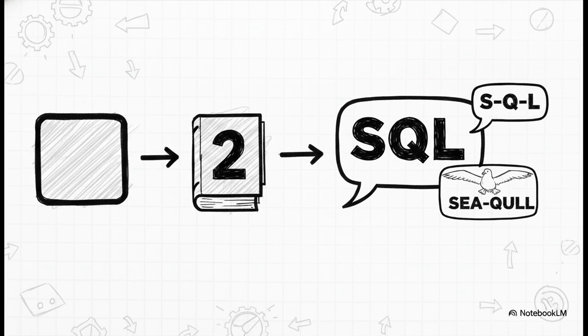And hey, here's a little piece of tech trivia for you. People love to argue about how to say it. Is it S-Q-L or is it sequel? Well, it turns out its name actually came from some earlier IBM projects called Square and then SEQUEL. So yeah, whether you spell it out or say sequel, you're pretty much in the clear.